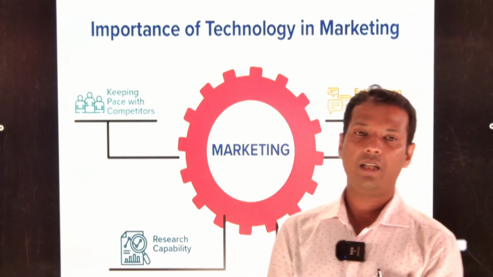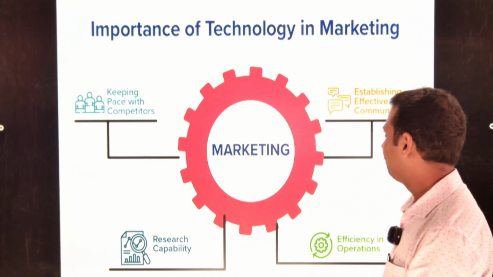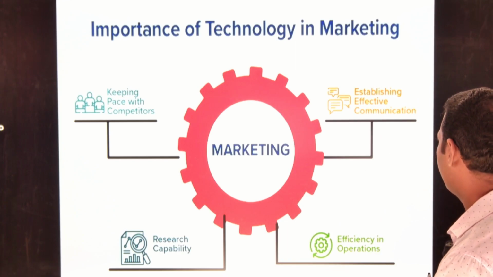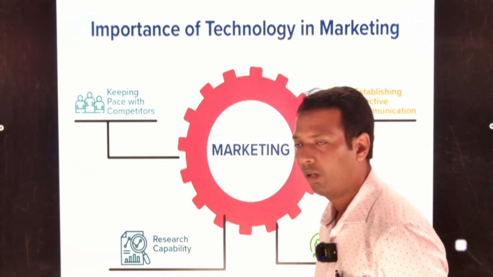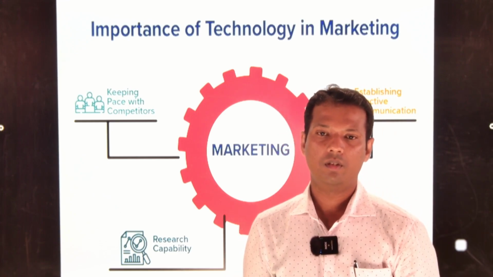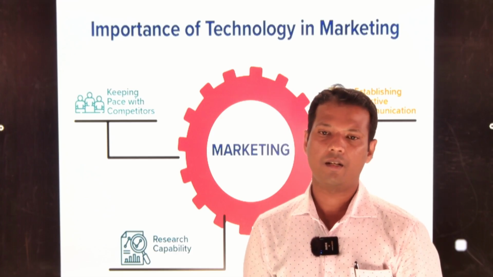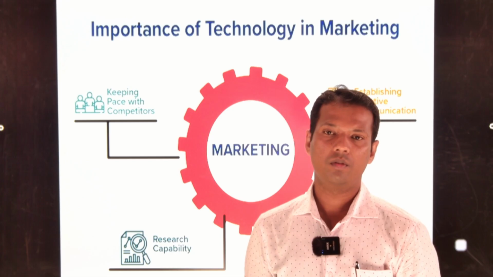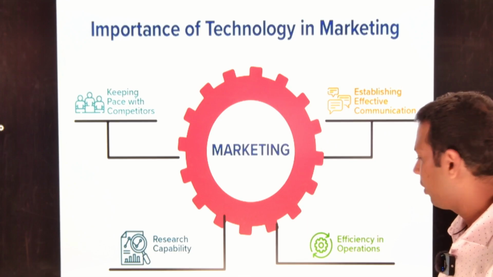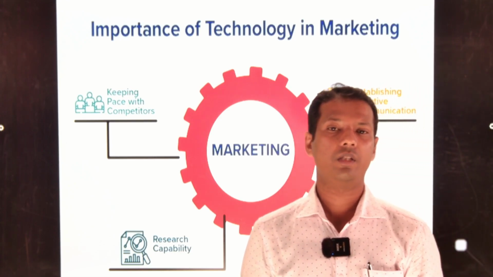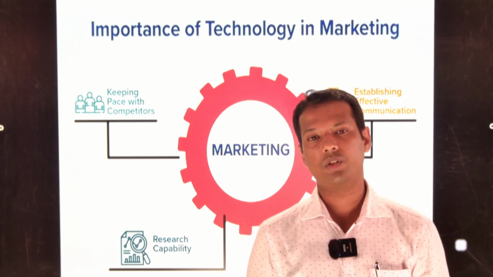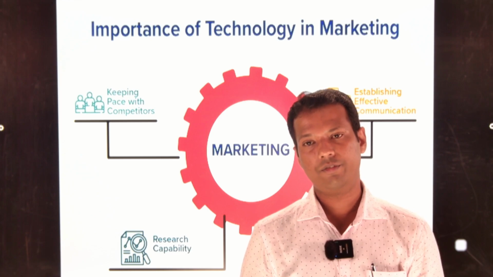So the importance of technology in marketing. How is technology effective in the marketing processes? What does it do? It creates a pace within the competitors. Definitely, there are competitors all around, so it has to create a pace among the competitors. Next, establishing effective communication. There has to be an effective communication strategy in technology marketing. When we are doing technology marketing, there have to be effective communication strategies.